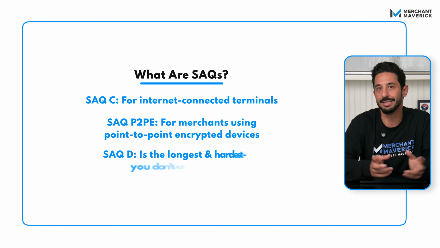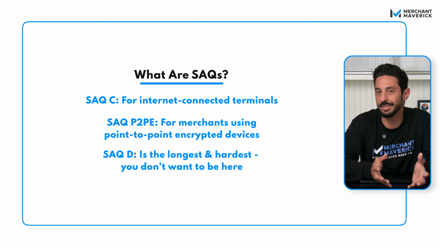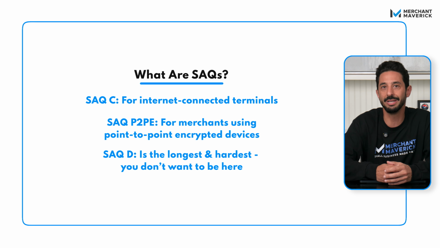And SAQ D is the catch-all. If you don't fit anywhere else, that's where you're gonna stay. And trust me, you don't wanna be there. SAQ D is the longest and hardest questionnaire. In my experience, most small businesses should be aiming for SAQ A or P2PE. That's where life gets a whole lot easier for you.